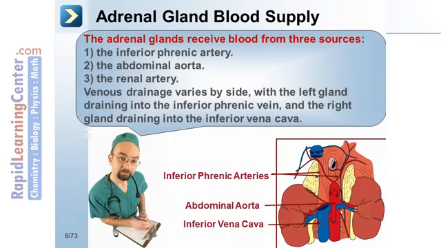The adrenal glands receive blood from three sources. 1. The inferior phrenic artery. 2. The abdominal aorta. And 3. The renal artery. Venous drainage varies by side, with the left gland draining into the inferior phrenic vein, and the right gland draining into the inferior vena cava.